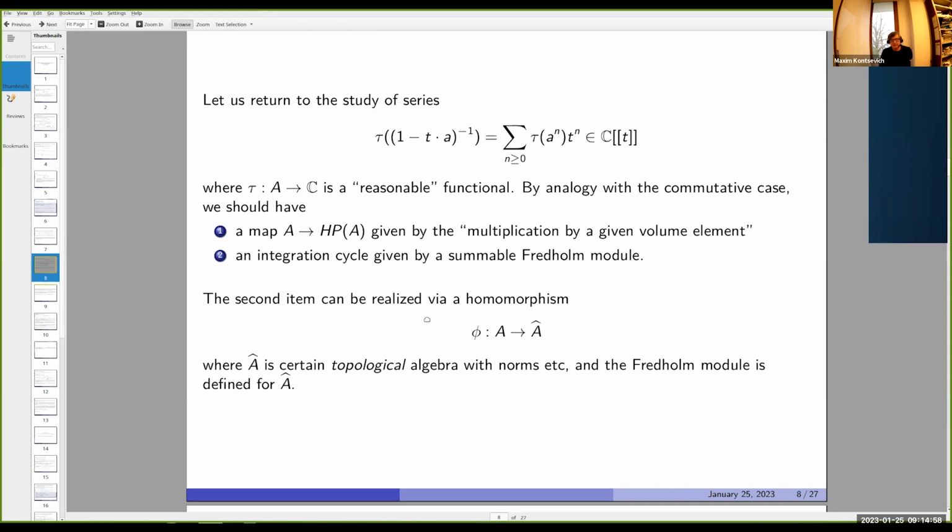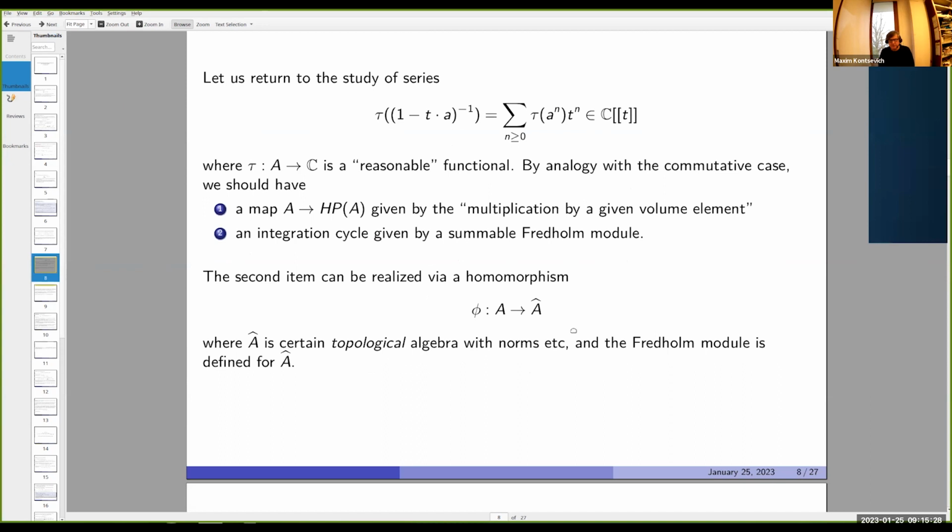And this integration over a summable Fredholm module, one can realize, one can kind of localize near something. So algebraically, it says that we have a homomorphism from the algebra to some maybe complete topological algebra with some norms, or Fréchet norms, some kind of topology, and the Fredholm module is defined for the completion and the representation is continuous. So you'll see some example later on.